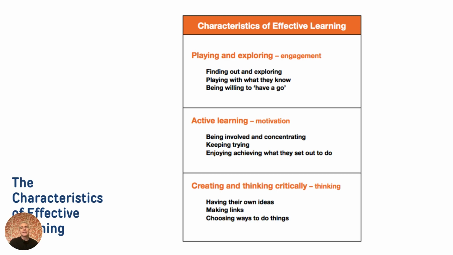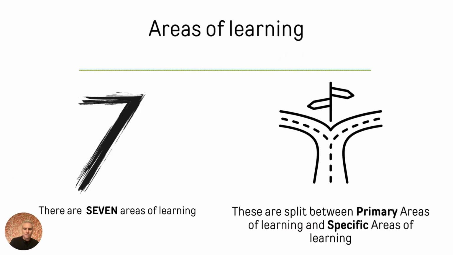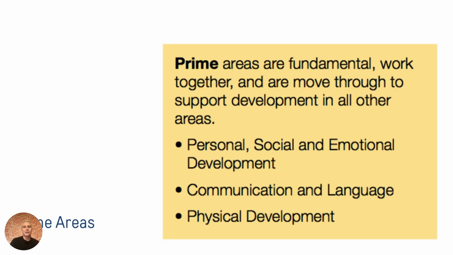Okay, so that's the foundation of the EYFS. They're the foundations, the principles that the EYFS is built on. Let's now move in to look more at the nuts and bolts. So we'll start off by identifying that there are 7 areas of learning in the EYFS. And those 7 areas are subdivided into prime areas, that's 3 areas, and specific areas of learning. So let's look at those.